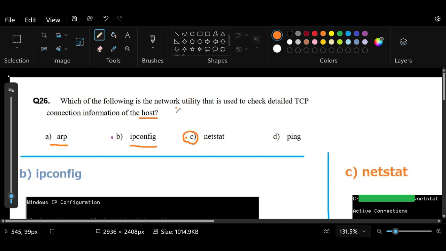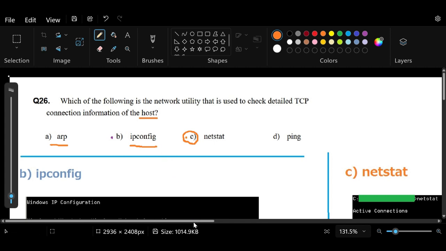Except that actually, if we investigate what's supposed to be the correct answer, which is netstat, then it seems like we are actually dealing with the host already. Except that it seems that the TCP connection information that we are going for is not quite like the information that we get from ipconfig. And I'll show you in a while what the command does when we enter them in the command prompt.